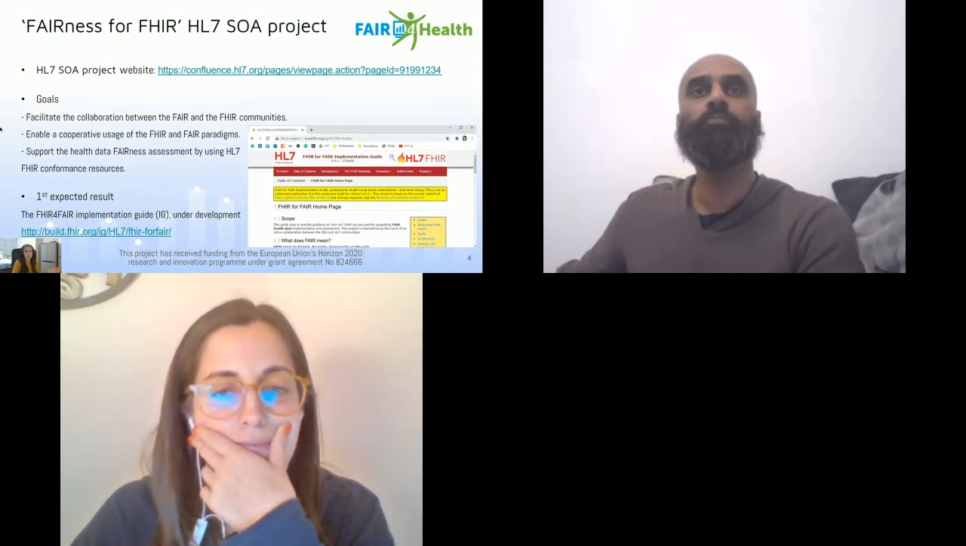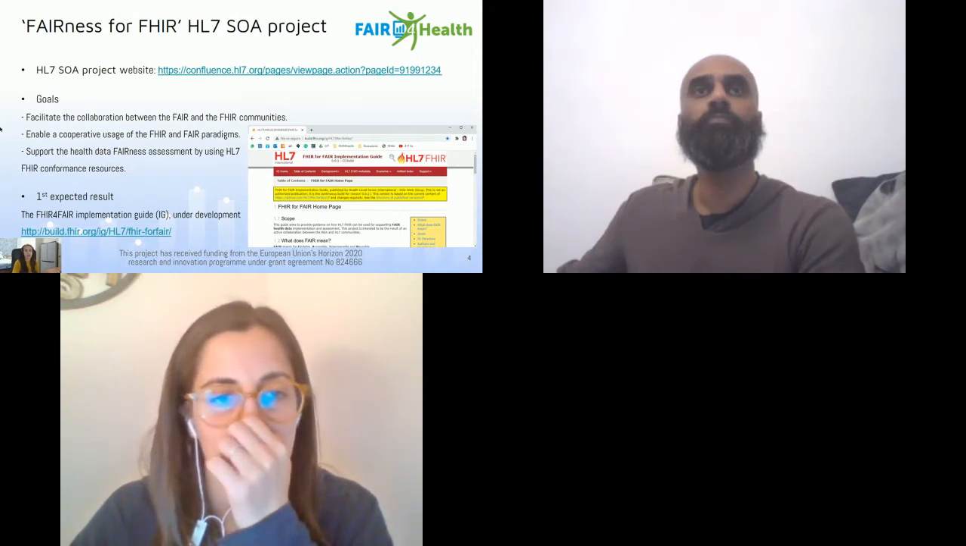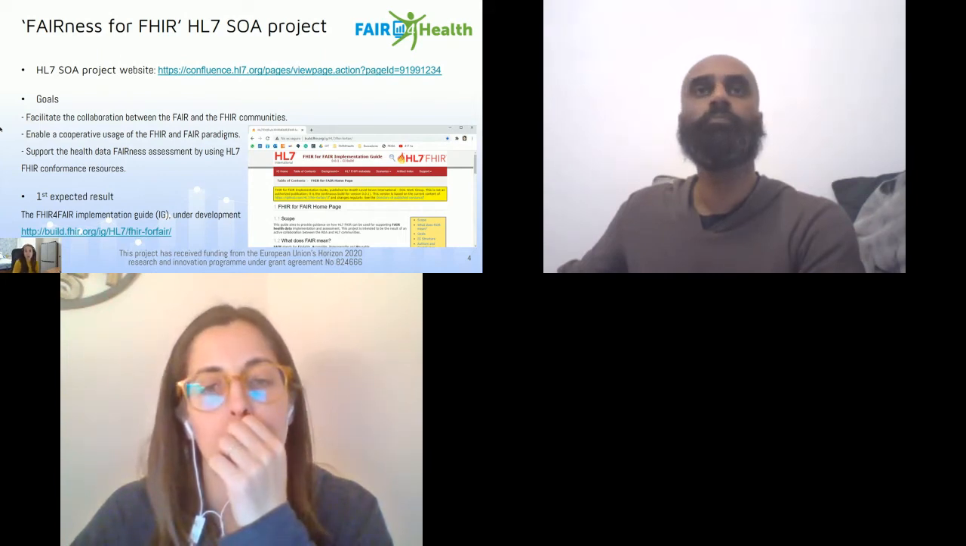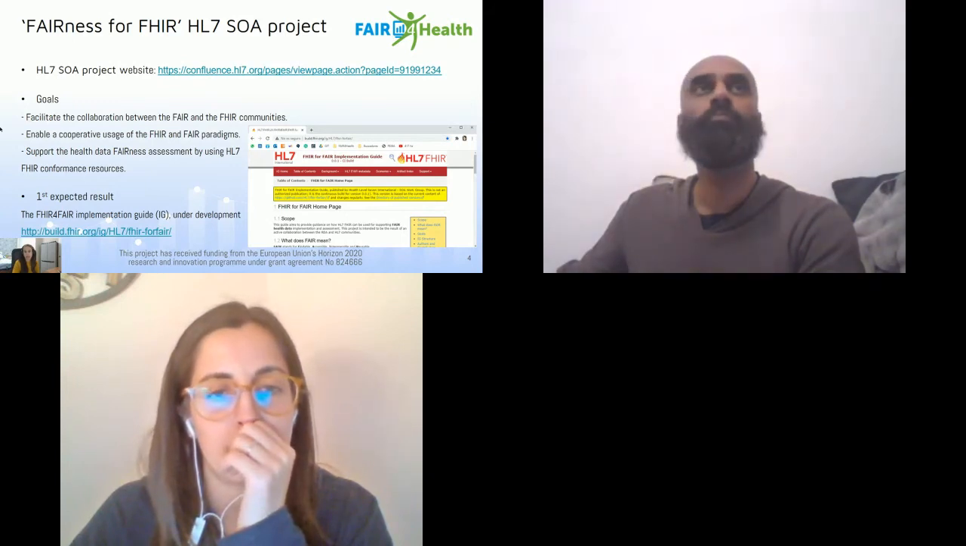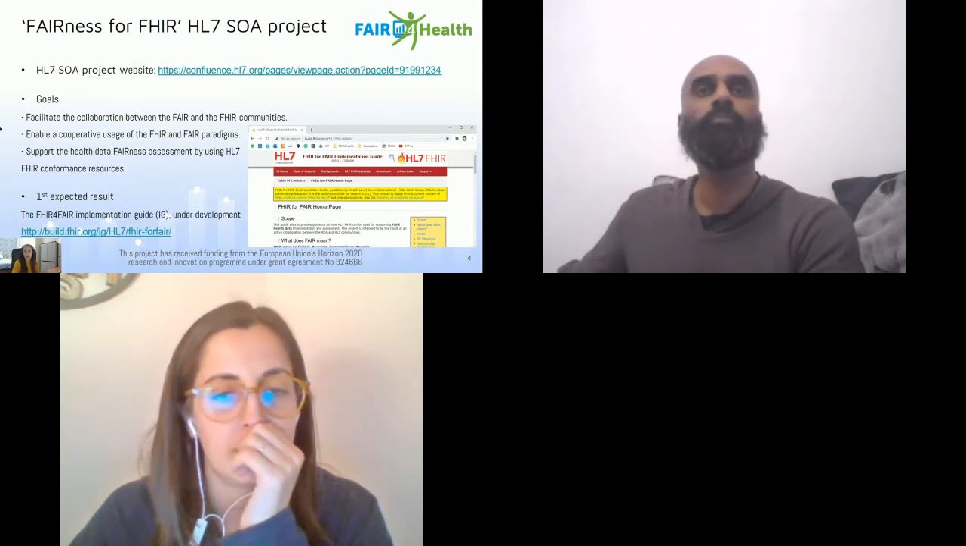The first expected result that we are going to have in this working group is to develop a FHIR implementation guide called FHIR for FAIR implementation guide that is under development. The scope of this implementation guide aims to provide guidance on how Health Level 7 FHIR can be used for supporting FAIR health data implementation and assessments.